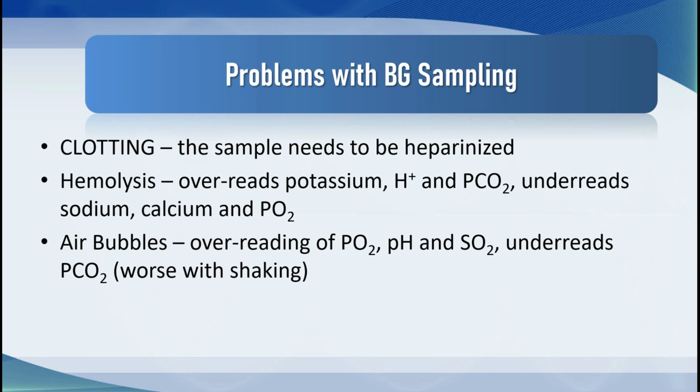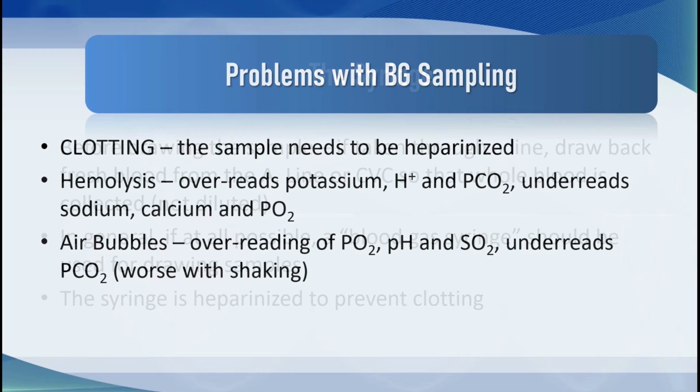Air bubbles will overread the PO2 and the pH and the saturation and underread the PCO2. And if you shake a sample that contains loads of air bubbles, all of this will be so much worse. So you need to make sure that when you take that sample, you push out any air that may be still in the syringe and close the syringe very carefully. There's usually a little cap in the bag.